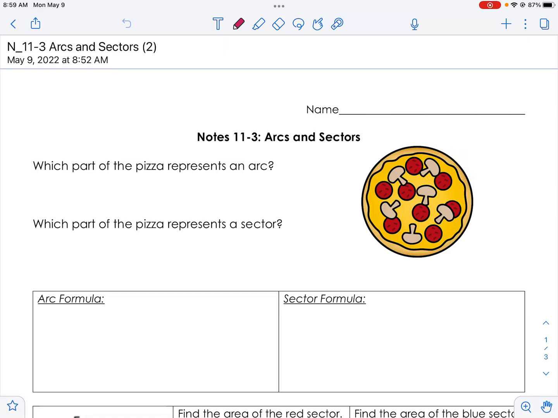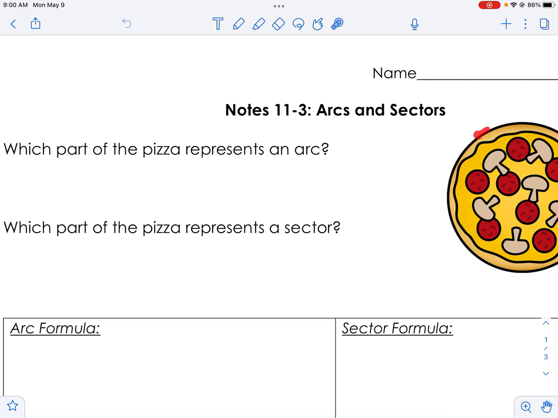It's Miss Bauer here, and today we're going to talk about arcs and sectors of a circle. So within a circle, which we're just going to use a pizza for our example, we've talked about arcs before, and minor arcs and major arcs. And the arc would be the crust of the pizza, if you want to think of it that way.